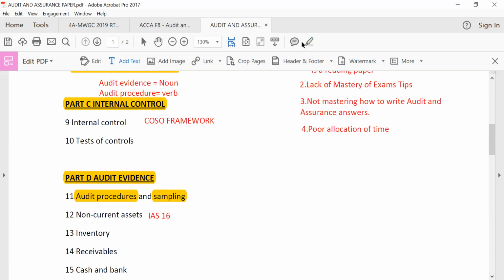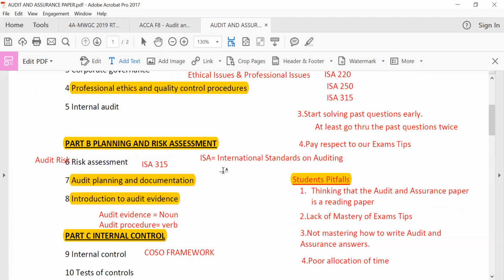Then we also talk about, so IAS is International Accounting Standards, right? The word IAS is International Accounting Standards. That is IAS. It's different from ISA, right? It's different from International Standards on Auditing. Please do not get it too confusing, right?